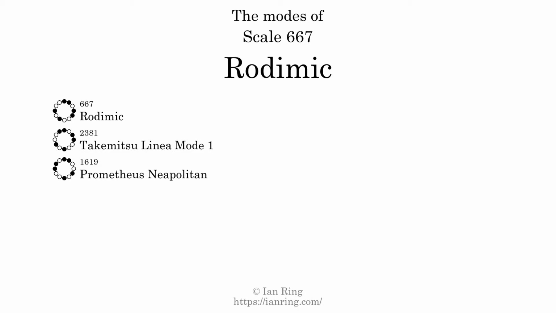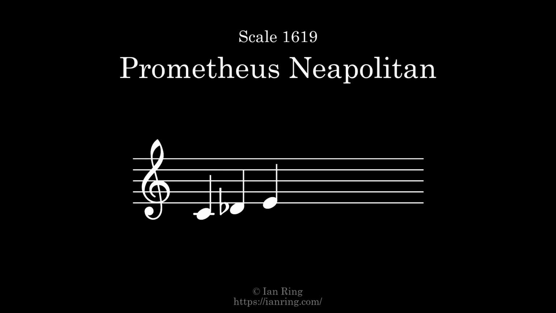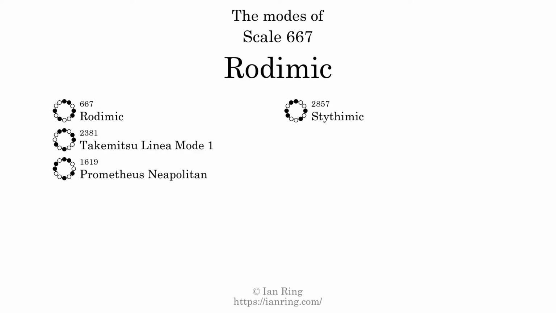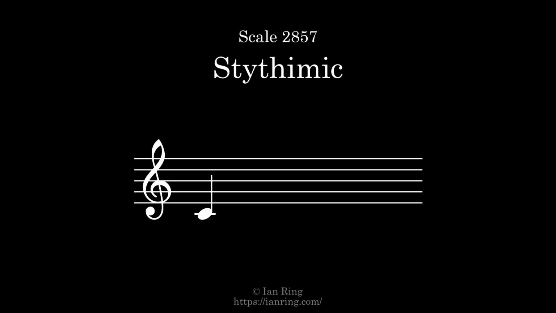The third mode is scale 1619, also known as Prometheus Neapolitan. It sounds like this. The fourth mode is scale 2857, also known as Tithemic. It sounds like this.